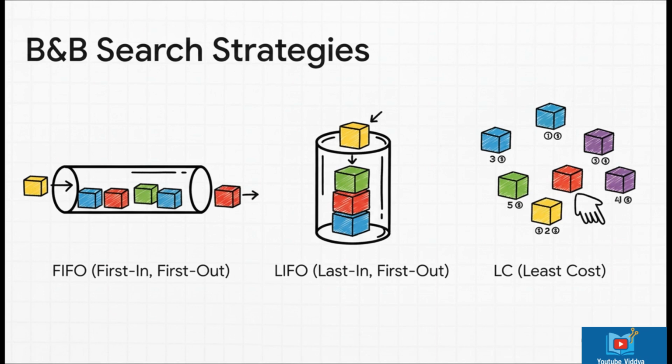What's cool is that branch and bound is way more flexible than backtracking. It's not stuck with just one way of searching. It can do a breadth-first search, we call that FIFO, which eats up more memory but might find a good solution faster. Or it can do a depth-first search, like LIFO. But the real powerhouse strategy is called least cost. It uses what's called a priority queue to always check the most promising-looking path first. It's like it has an instinct for where the best solution might be hiding.